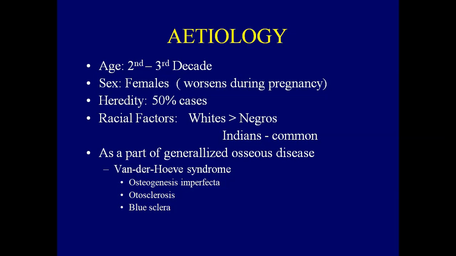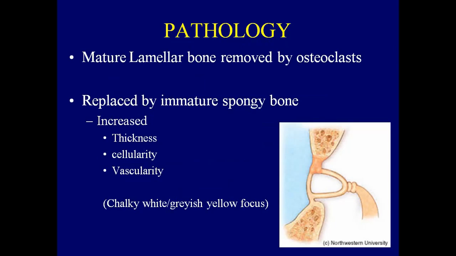Otosclerosis can also be seen as a part of a generalized osseous disease like Van der Hoeve syndrome, where it is associated with osteogenesis imperfecta, resulting in frequent fractures, otosclerosis, and blue sclera.